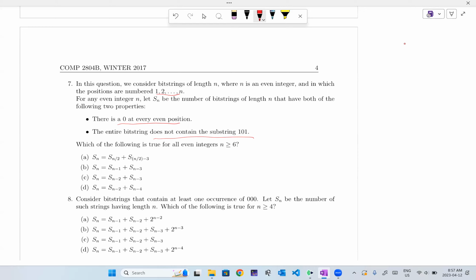If I look at what my bit strings look like, there's a 0 at every even position, and n is an even number, so it would look something like this. And the bit string does not contain 1, 0, 1. So if I start with 0, then I know what my first two bits are. The third bit can still be anything. The rest of this string is fine as long as it's free of 1, 0, 1. It has length n minus 2, so there's S of n minus 2 such strings.